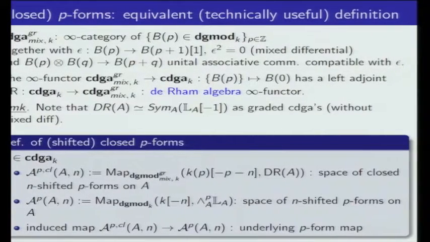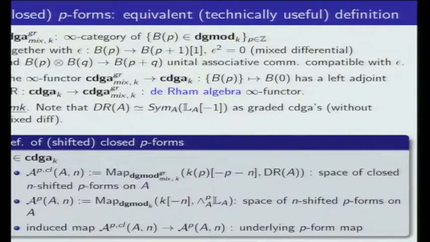So we start with the category of graded mixed CDGAs, which is what you expect. So it's a bunch of B^p together with a mixed differential, which I call epsilon, which goes from the part in weight p to the part of weight p plus 1, and you shift by 1, and it squares to 0. This is the mixed differential.